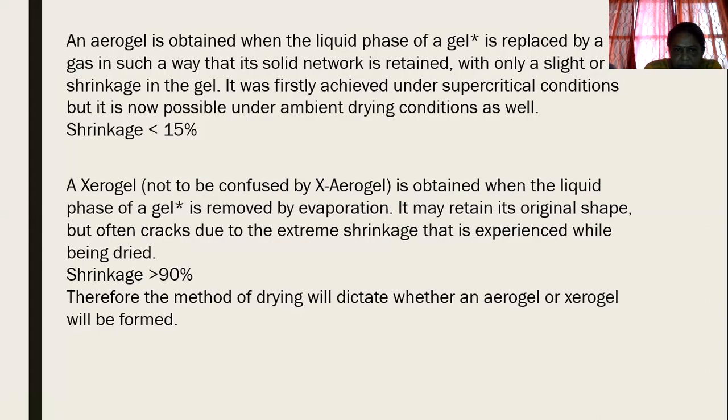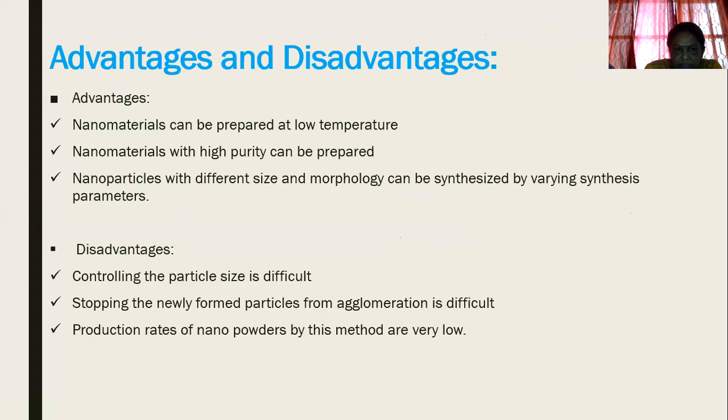And then comes the advantages and disadvantages of the sol gel process. This is a very simple method. Actually, nothing has to be done. Precursor should be dissolved in a solvent and then kept as it is. So at a low temperature or room temperature, it can be done, and with a high purity. And nanoparticles with different size and morphology can be synthesized by varying synthesis parameters. So you can alter the temperature, pressure, or the solvents, experiment with many things, and desired nanoparticles can be synthesized.